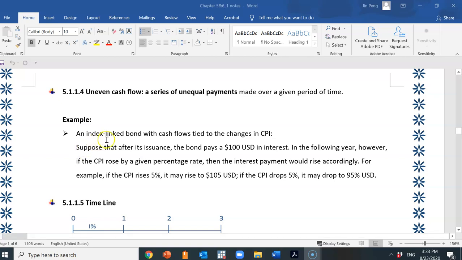Okay, so this index-linked bond pays interest according to how CPI is doing. First year you get $100, but for the second year, you could get more or less depending on if the CPI is higher or lower. So you have unequal payments each time. So this could be an uneven cash flow.